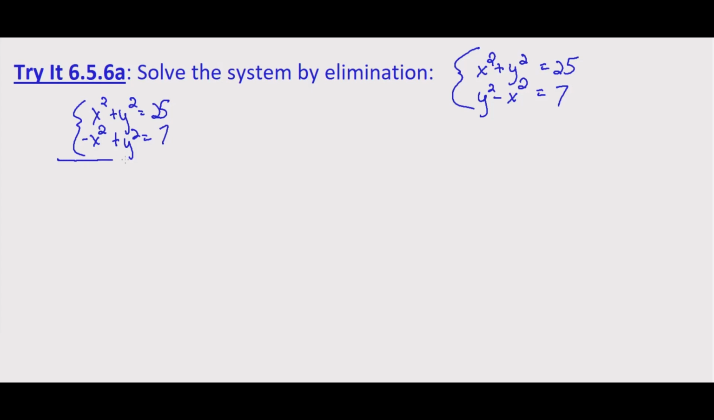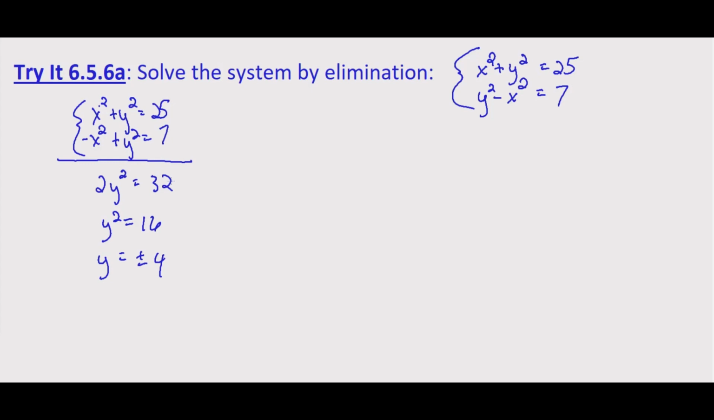So we simply add these equations. So x squared plus negative x squared, or x squared minus x squared, is 0. y squared plus y squared is 2y squared. And 25 plus 7 equals 32. Divide both sides by 2. We get y squared equals 16. Take the square root of both sides and we get y equals plus or minus 4.